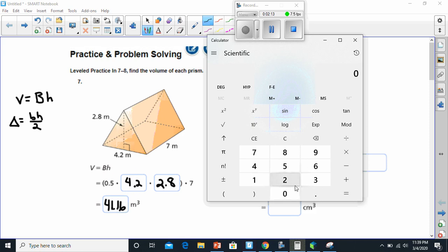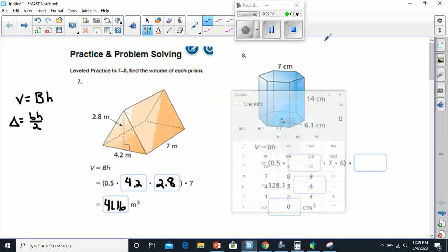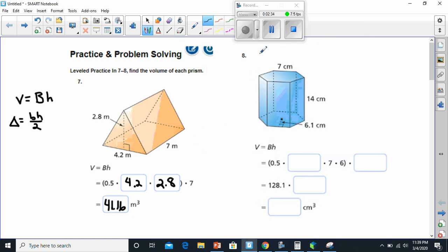We're going to double check it because I like double checking my work. If I do this as 0.5 times 4.2 times 2.8 times 7, 41.16. All right, so got the answer to that one, and let's move on.